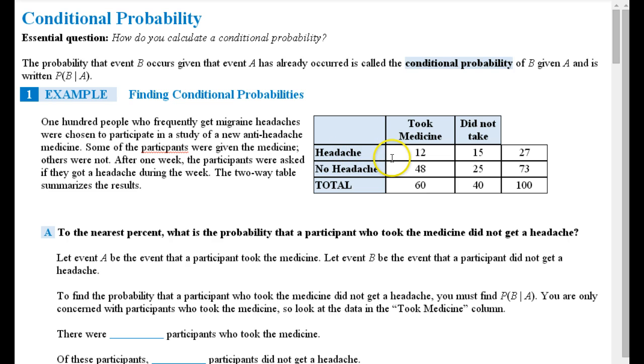But we can say one way of looking at it is whether or not they got a headache. That would be looking at it across this direction. Another way of looking at it would be whether or not they took medicine, and we'd be looking down to see that direction. And either way, when we come across, we end up that there was 100, no matter how we split it. So that's a two-way table right there.